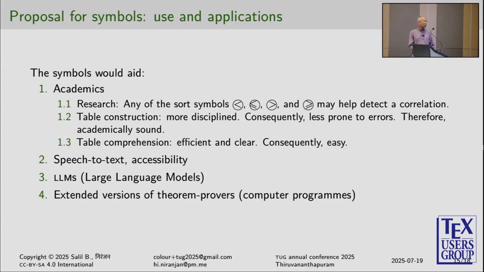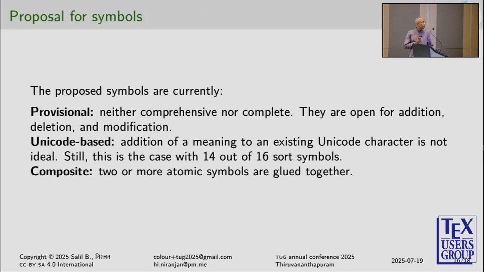And similarly, it would help extended versions of theorem provers. Theorem provers are not mathematicians, theorem provers are programs, and they do symbolic manipulation. So once we have a symbol, it is easier to do processing. These symbols are currently provisional. They are neither comprehensive nor complete. They are open to any sort of change, add, delete, or modify.